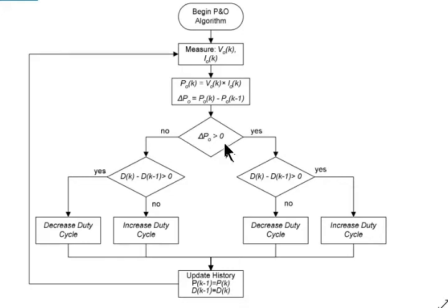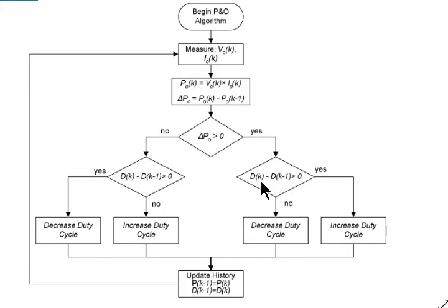So it has two parts. If delta P is greater than 0, it means the power is being increased in the direction in which we are increasing or decreasing the duty cycle. So let's see whether we have increased or decreased the duty cycle.